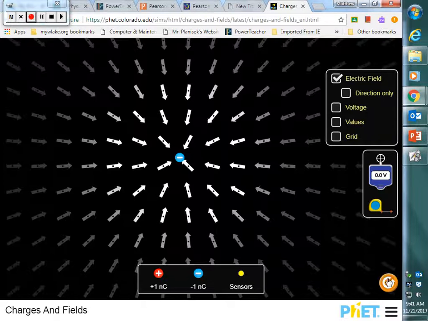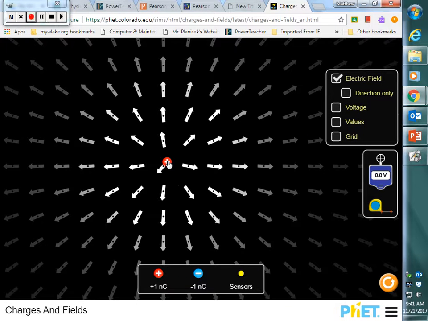And if we put this positive charge out there, all the arrows point which way? Out, which is what would happen to what kind of a charge? A positive charge. So we describe the electric field based on what would happen to a positive charge in that location, right?